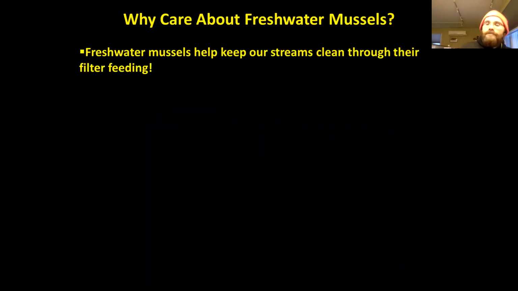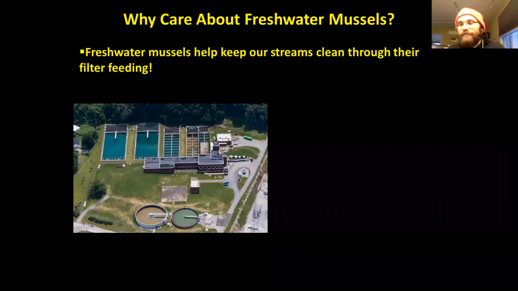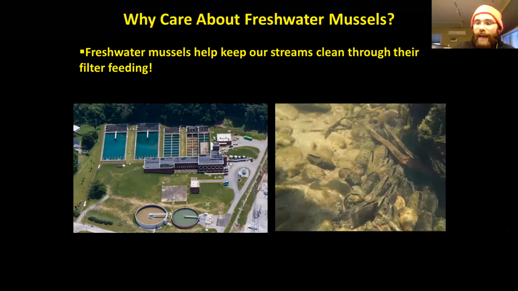Freshwater mussels help keep our streams clean through filter feeding. So we can spend millions upon millions of dollars on these fancy filtration systems and everything like that, but we have natural filtration systems that are already in place within freshwater ecosystems. And at this point, it's best to use a combination of both. So that way you can handle the really heavy duty stuff and save a bunch of money when you've got freshwater mussels helping to take care of the things that are just a little bit too much for the natural environment to handle.